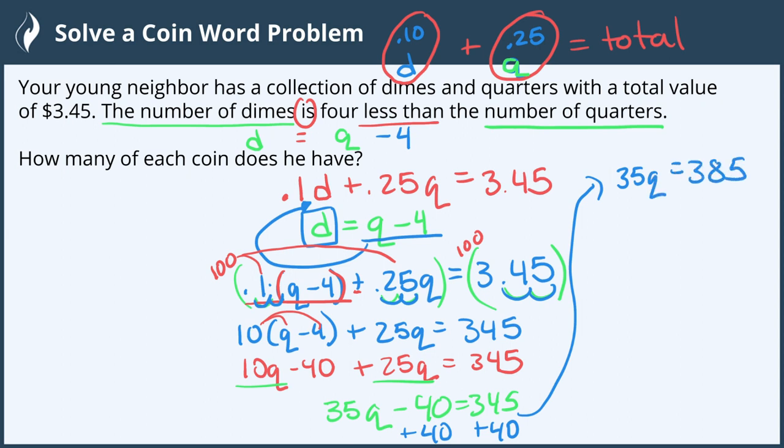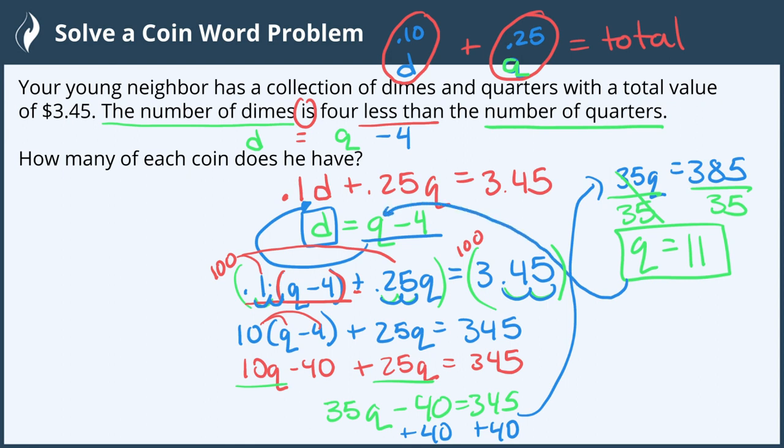Now to isolate the variable, we'll divide both sides by 35. And we're left with Q equals 385 divided by 35, which in my calculator is 11. So there's 11 quarters. Now that we know that, we can substitute it back into one of the original equations to find D. Since the second equation is already solved for D, it'll speed us up to use that one.